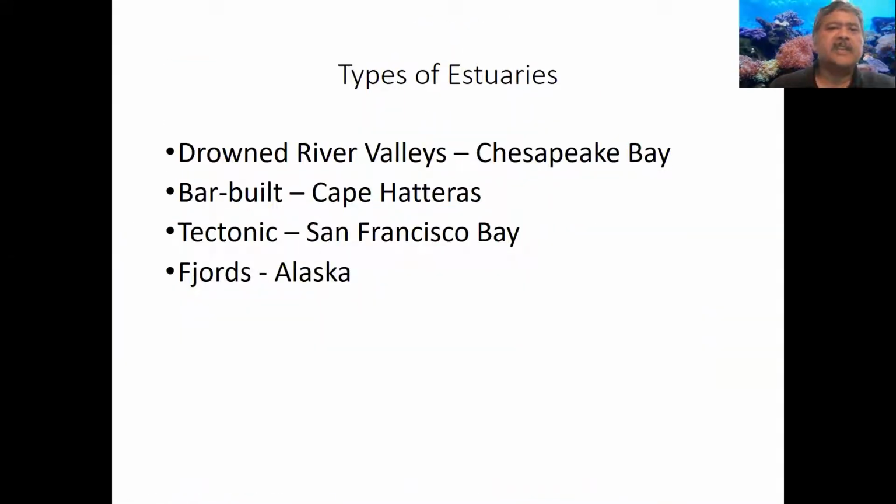So estuaries. All right, there are 4 different types of estuaries. The most common one is called the drowned river valley, and that's typical of rivers that dump into the ocean. But there are other types of estuaries: bar-built, tectonic, and fjords. Let's take a look at each of these on its own separate slide.